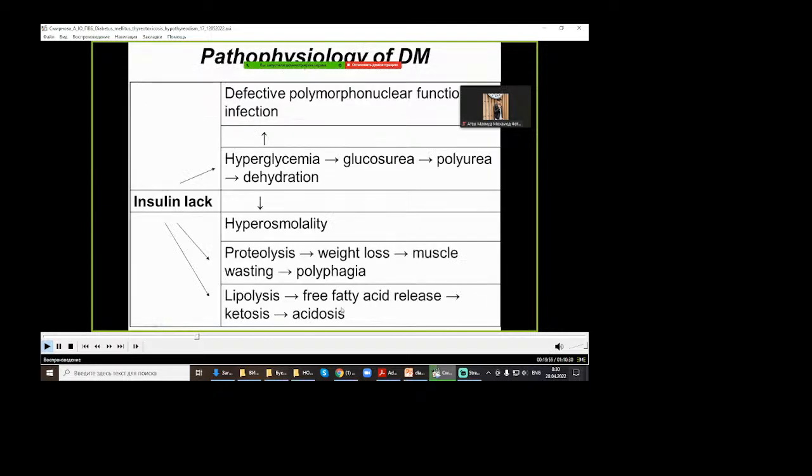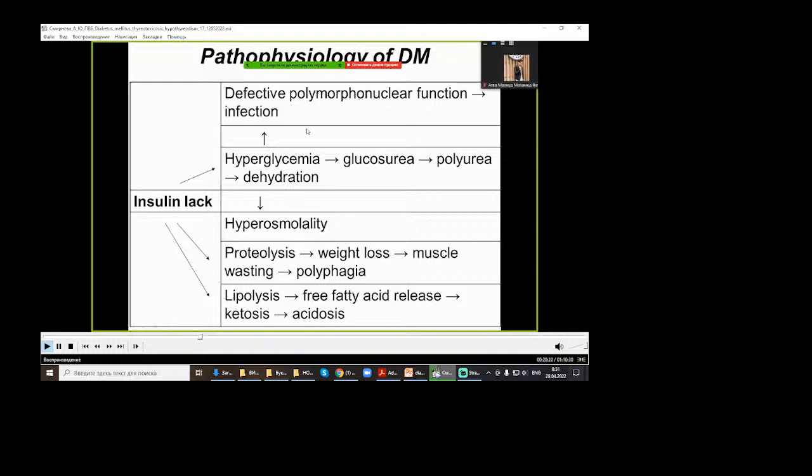So pathophysiology of diabetes mellitus. Lack of insulin leads to hyperglycemia, high level of glucose, serum glucose, glucosuria. Glucosuria leads to polyuria and dehydration of patients.